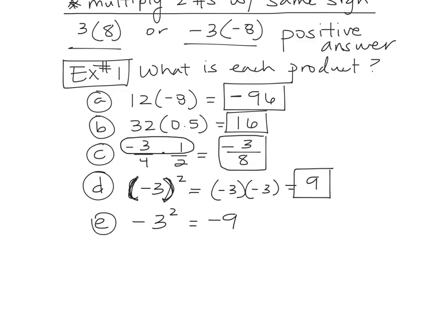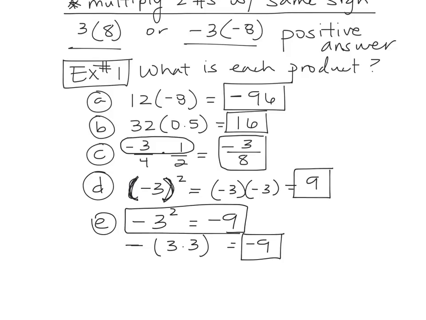No, this is saying the opposite of 3 times 3. Right? So 3 times 3 is 9. The opposite of 9 is -9. That's what this is saying. Does that make sense? So it's 3 squared, and you're taking the opposite of that. Okay.